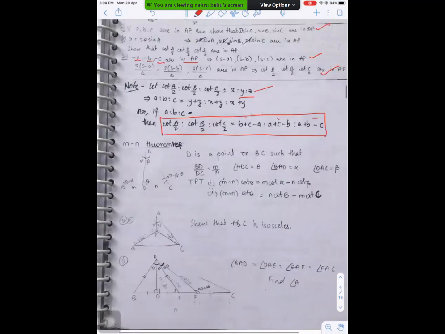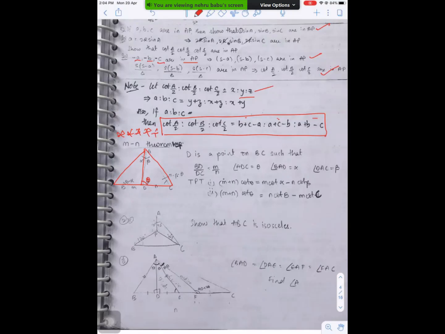Next, the most important theorem in this first part is the MN theorem. Very important result. What is this MN theorem statement? If ABC is a triangle, and the AD line makes angle theta with BC like this, such that angle ADC is theta.